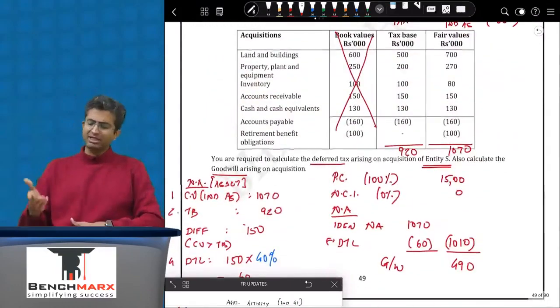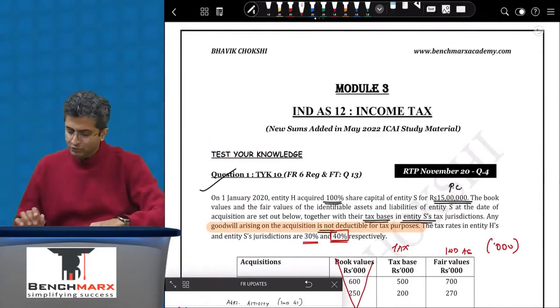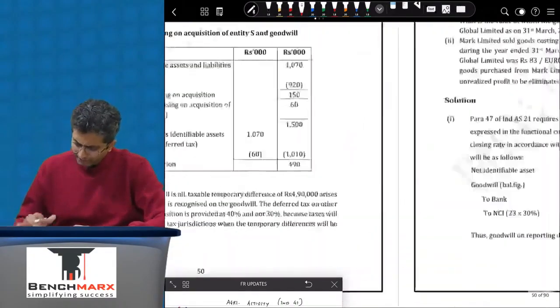In any case, it is covered by the exception, and over here it is in any case given that it is not deductible for tax purposes. So that takes care of question number 1.